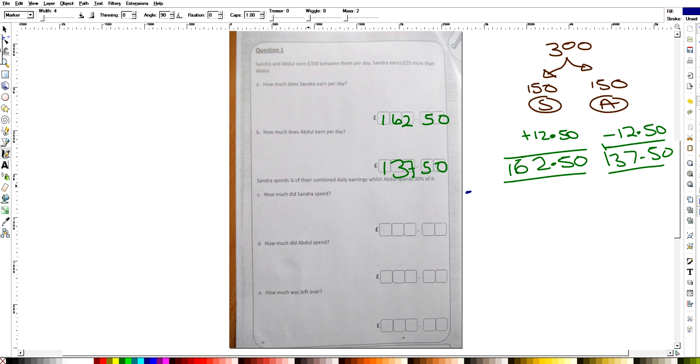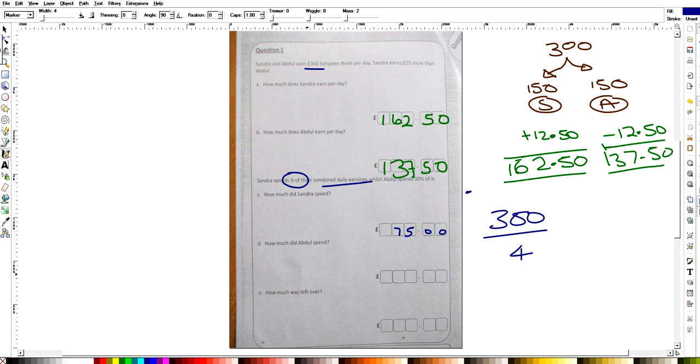Sandra spent a quarter of the combined daily earnings, whilst Abdul spends 30% of it. How much did Sandra spend? So we have to work out a quarter of the combined daily earnings. What's the combined daily earnings? So we have to do 300 divided by 4, which will give us an answer of £75.